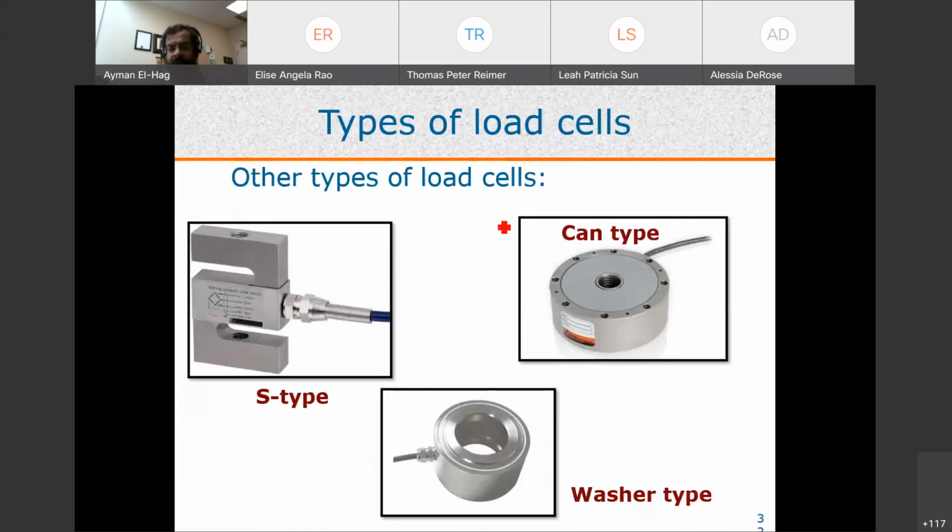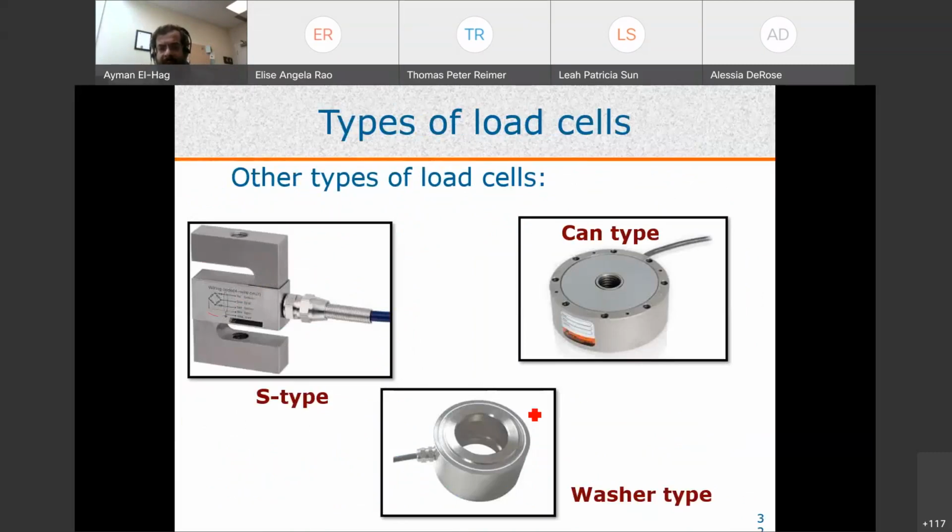Now here we have different shapes of strain gauges. For example, this strain gauge, call it the S type. This S type is used mainly for tension forces. So you apply a force from this one and start to pull. So this is a tension force.